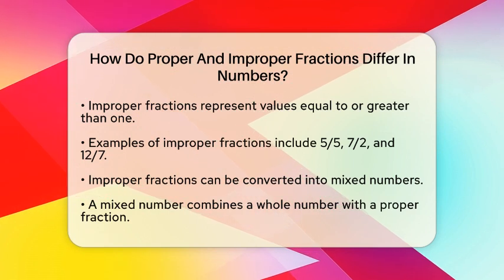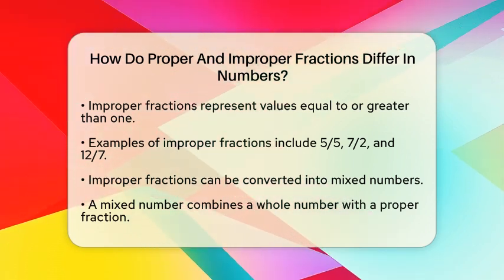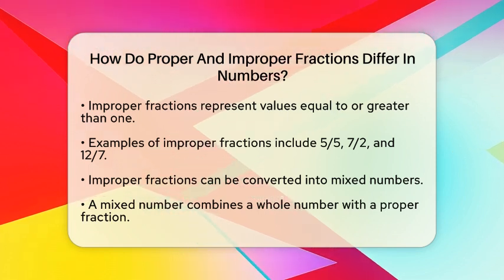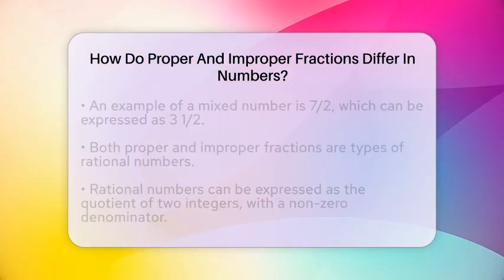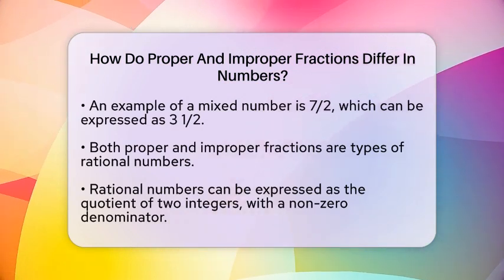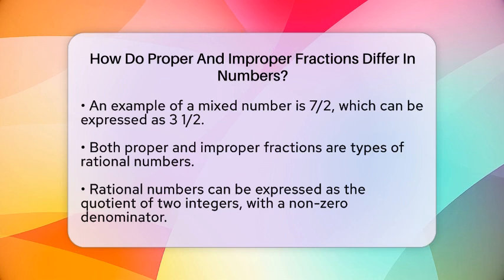Both proper and improper fractions fall under the category of rational numbers. Rational numbers can be expressed as the quotient of two integers, where the denominator is not 0. Proper fractions focus on parts that are less than a whole, while improper fractions extend this idea to values that are equal to or exceed one whole unit.